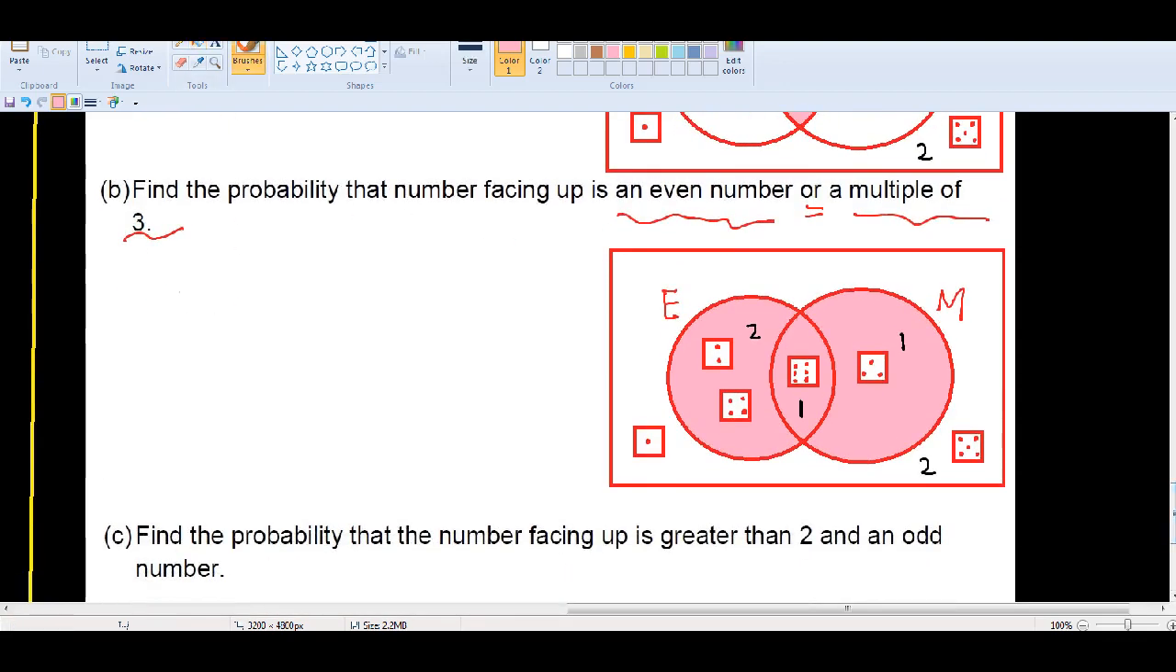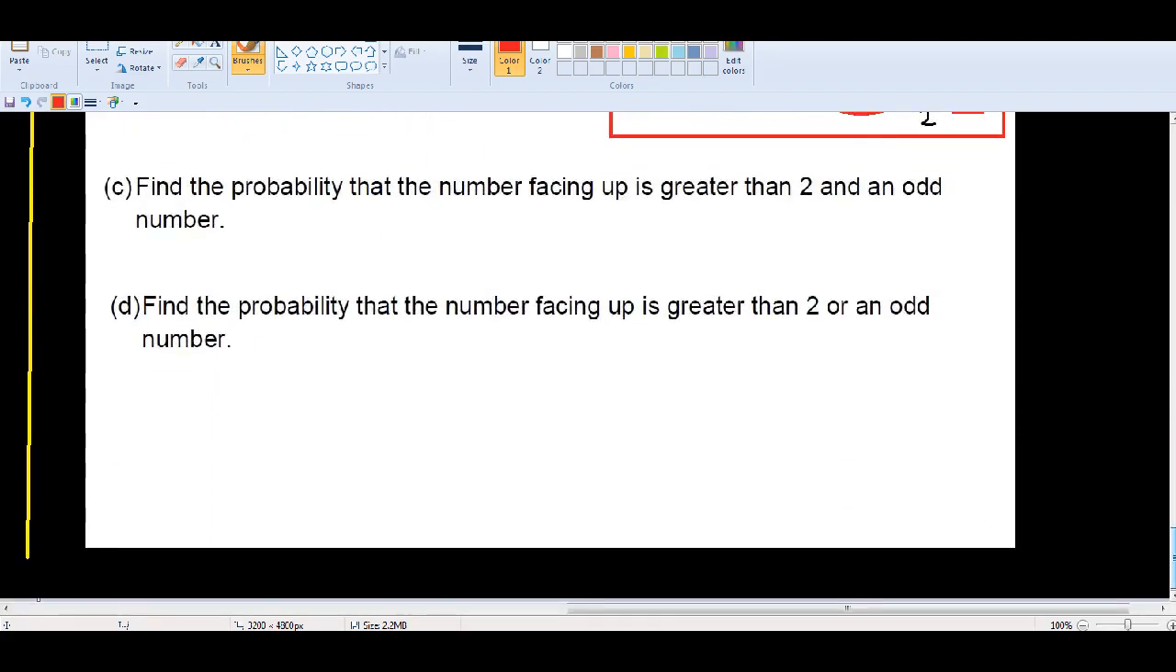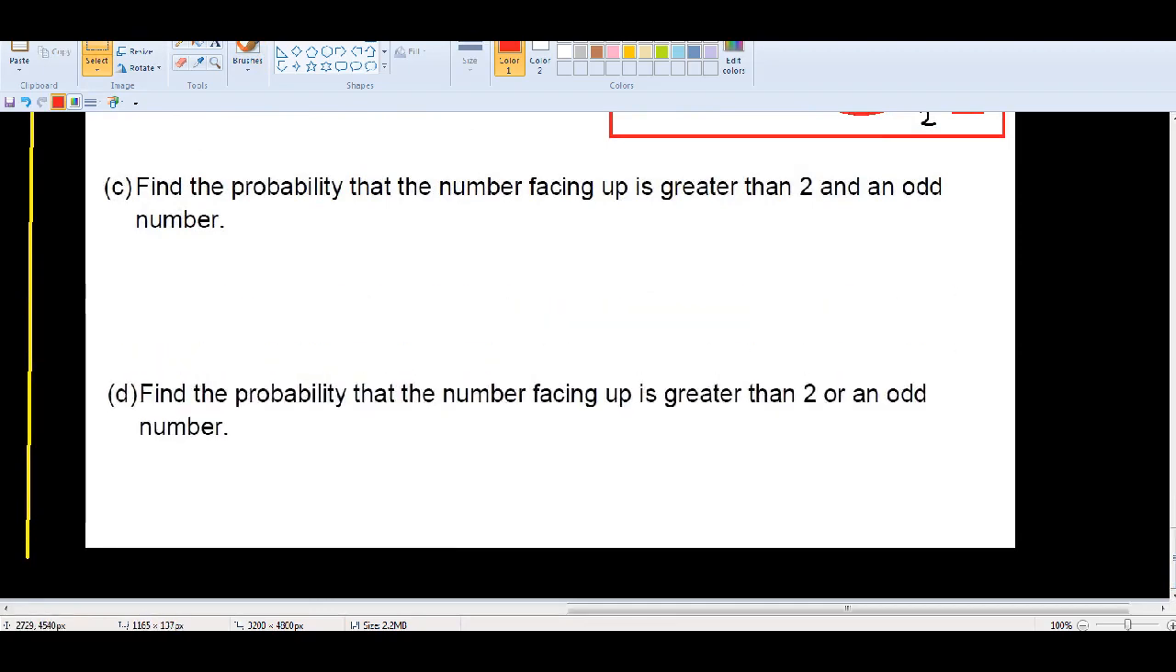How many of them? The probability of E or M should be 2 plus 1 plus 1 over 6. You got 4 over 6, then it will be 2 over 3. Alright, and let's move on. I'm running out of a little bit of space.